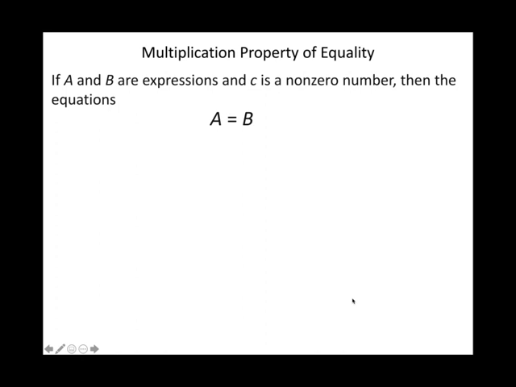Okay, multiplication property. If A and B are expressions and C is a non-zero number, then when we have the equation A equal to B, if I multiply by C on my left hand side, I need to multiply by C on my right hand side. So AC and BC are equal to each other, and we call this the multiplication property. Let's try the example.